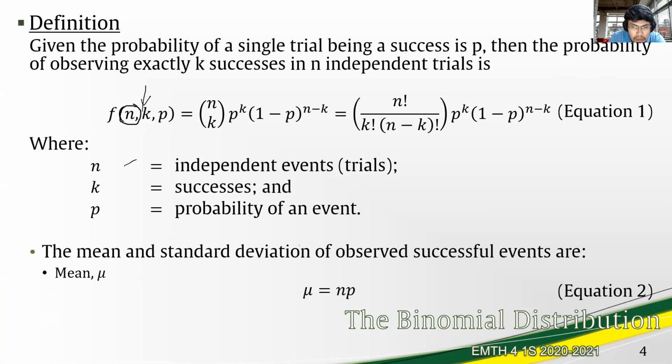Again, k successes in n independent events with the probability of success p. And you have the formula for the binomial distribution. This is another notation for n taken k. You have the combination of n taken k, and that is simplified as the combination equation.